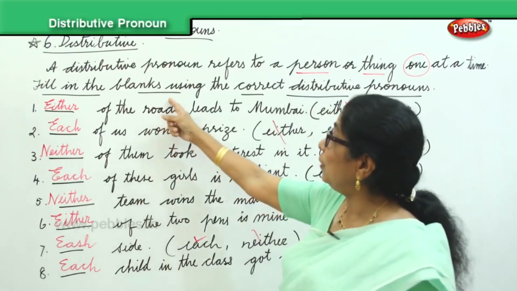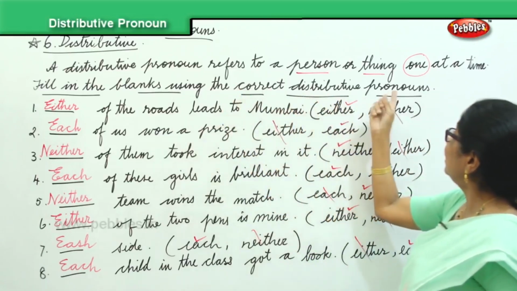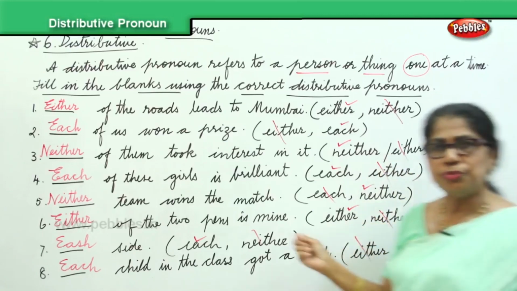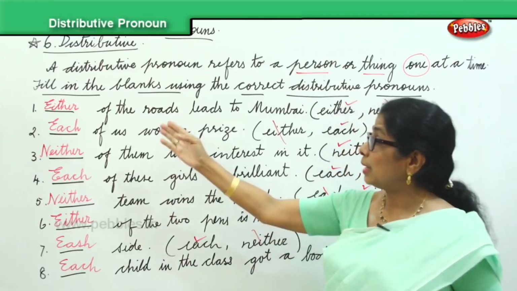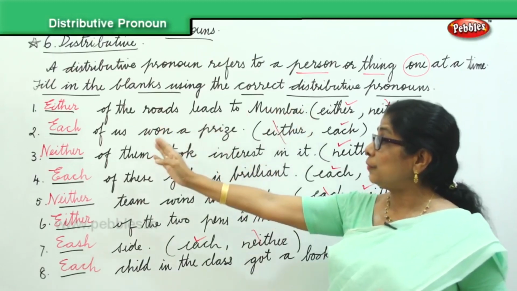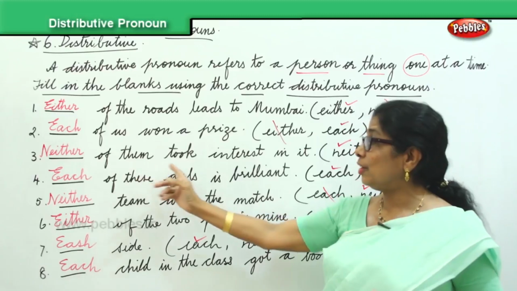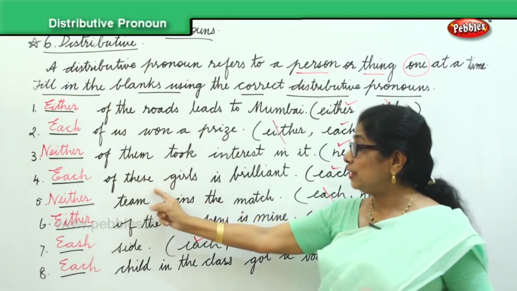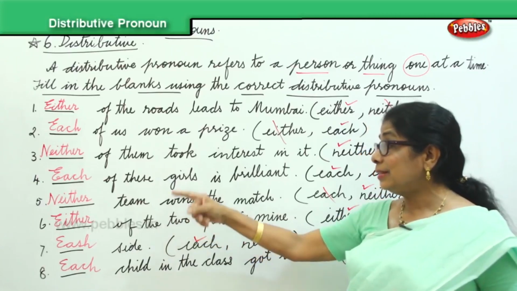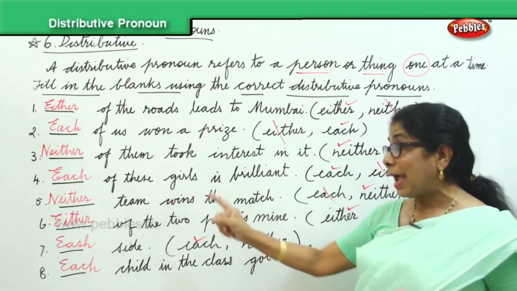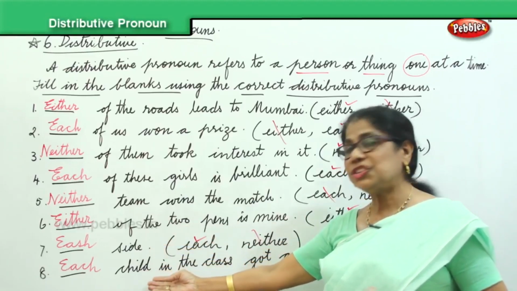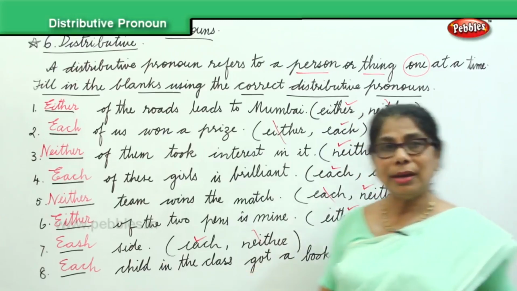So we have learned to fill in the blank using the correct distributive pronoun. We have been given two distributive pronouns. We chose the correct one, and it is neither of the roads leads to Mumbai. Each of us won a prize. Neither of them took interest. Each of these girls is brilliant. Neither team wins the match. Either of the two pens is mine. Each side, each child in the class got a book.